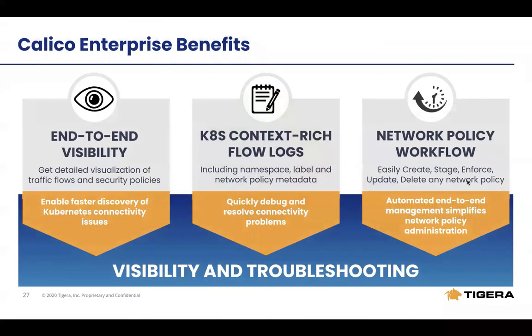Just to recap, you have the end-to-end visibility with those advanced flow logs. You have the Kubernetes context-rich flow logs, with metadata on them so they make sense. And you have a network policy workflow to help guide you as you start building those policies.